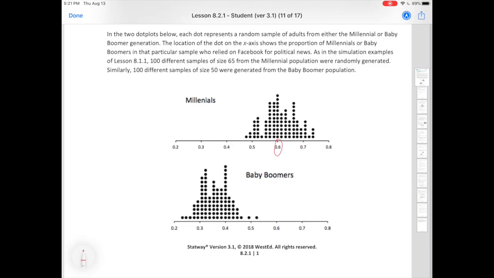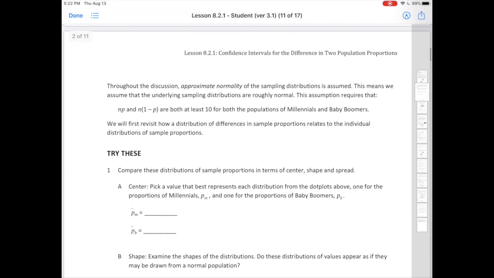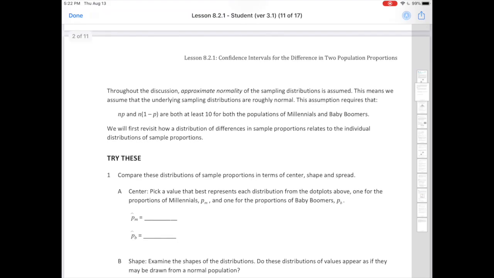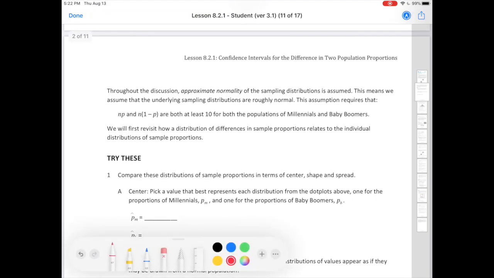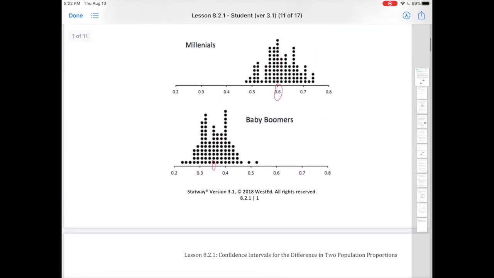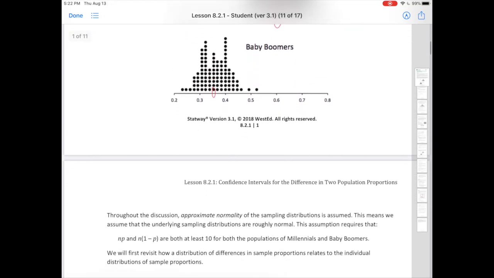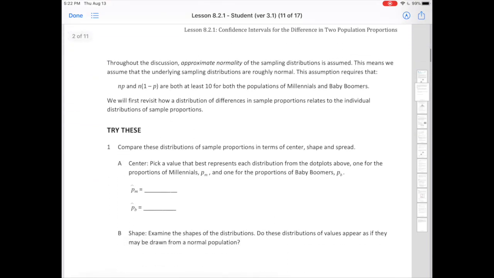For baby boomers, it looks to me like something like this is the middle. So that's a little bit above the halfway, so that's like 0.36 maybe. So this is just me roughly eyeballing here. Okay, so for millennials was the top one. So millennials was 0.6, and then we have 0.36.